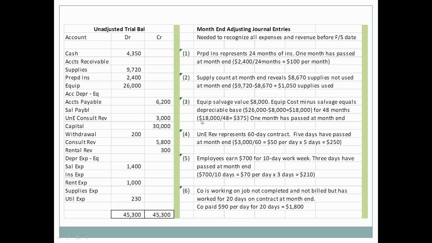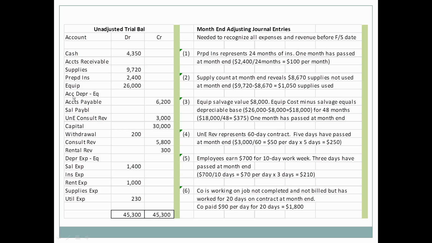So let's look at it on a monthly basis, and I think that's always good for you to do as a student, to always look at everything on a monthly basis and be consistent in how you approach this. So 18,000 divided by 48 months means that $375 equipment depreciation and accumulated depreciation must be recognized each month. 1 month has passed at month end, so we will recognize this.